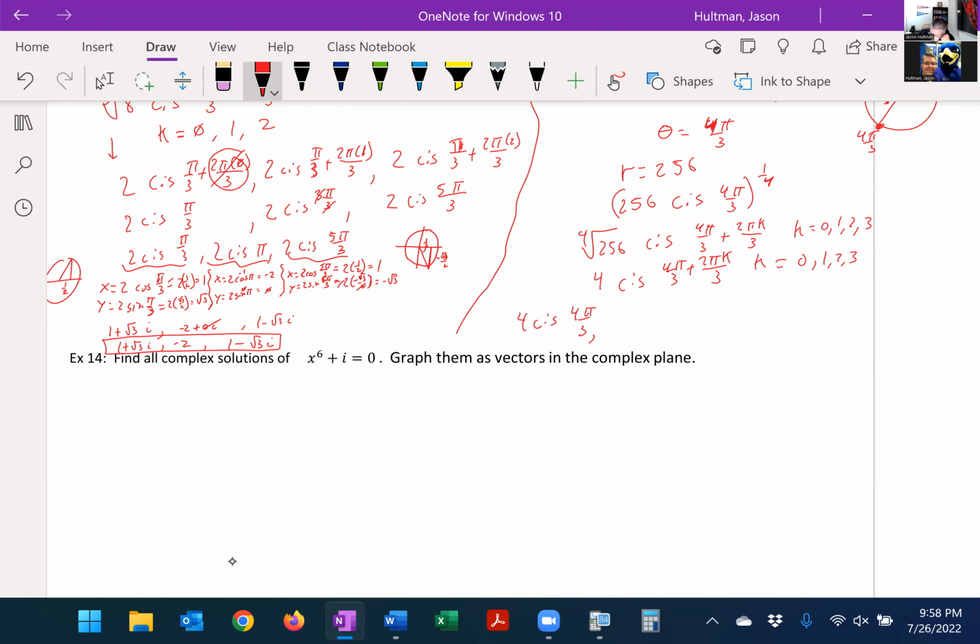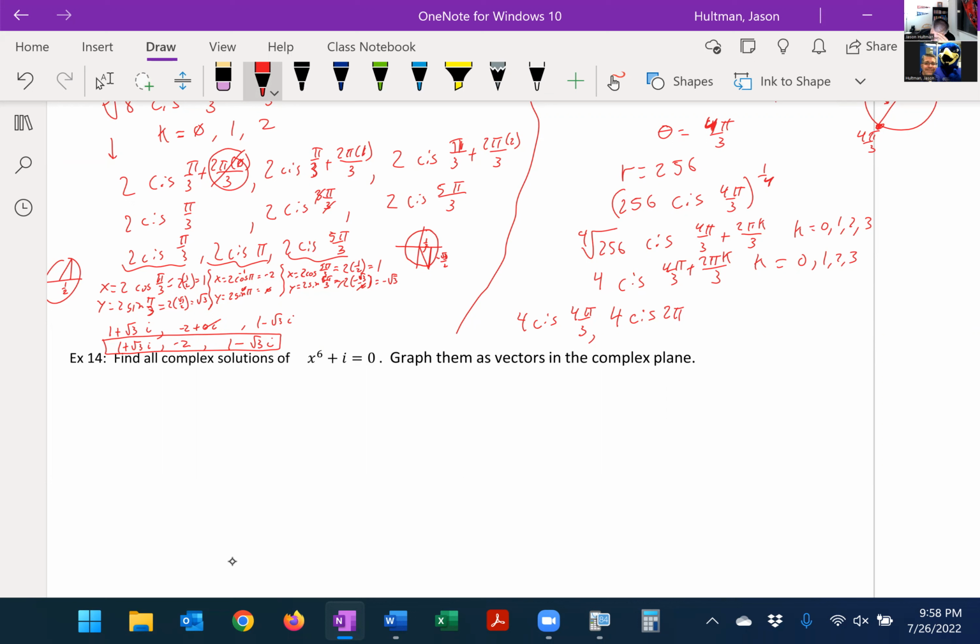That's my first one. If I let k be 1, I have to add a 2 pi, and that gets me 6 pi over 3, which is just 2 pi. So I get 4 times cis 2 pi. Because 4 plus 6 is 10, yep, it's 2 pi. And that just ends up being 4.